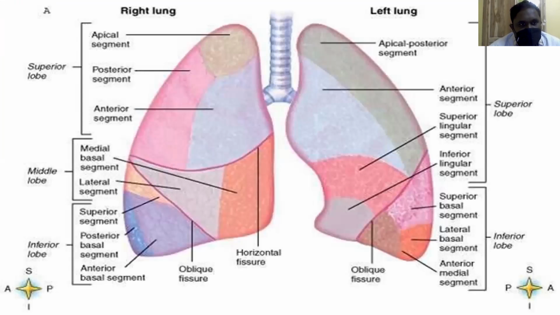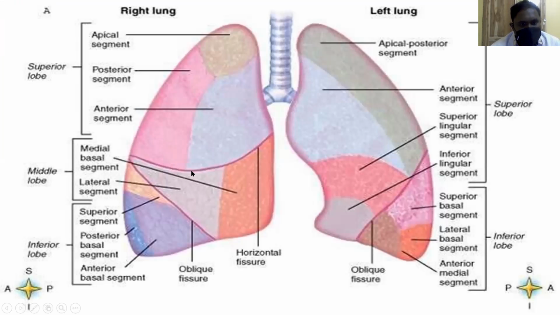Right lung, and the left lung: apical segment, posterior segment, anterior segment. This is the horizontal fissure, and this is the oblique fissure. These are the segments of the lung. When you go inside the right side, first you will see the apical segment, then you will see the anterior and posterior segments. Okay, three segments of the right upper lobe.